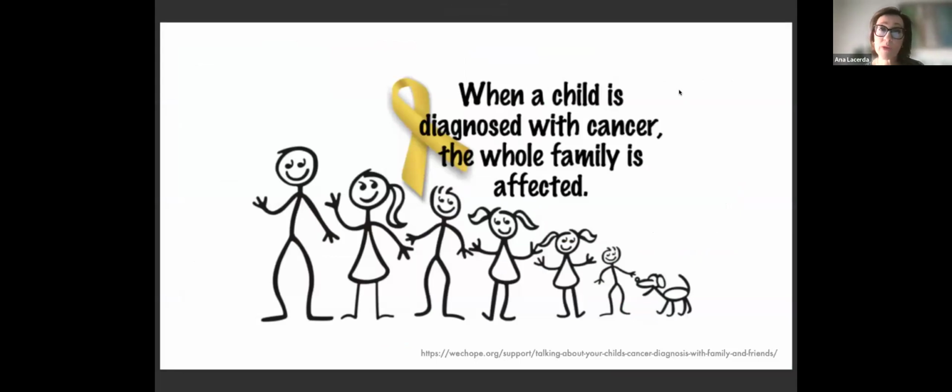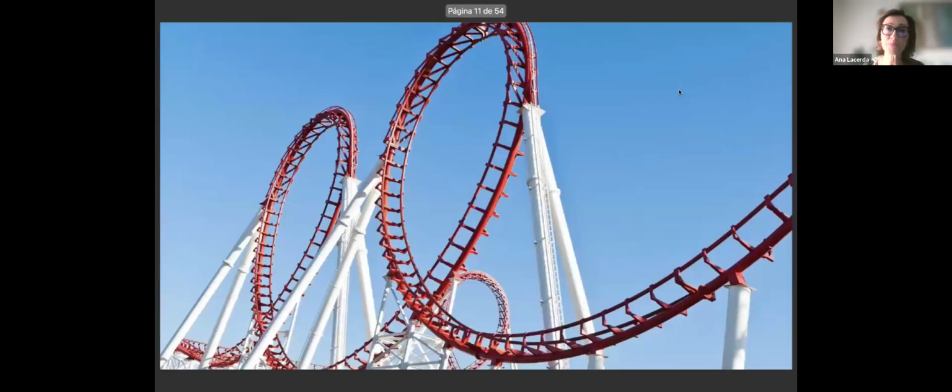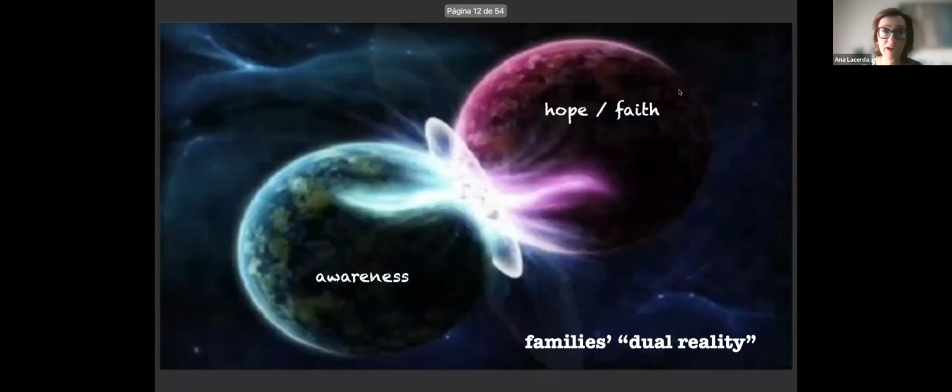Georgia already said this. When a child is diagnosed with cancer, the whole family is affected. What we professionals don't often see is the other side of the illness. We don't see the illness experience. And Georgia already stressed this. There's a high degree of uncertainty that's really overwhelming for families. And this can really be a roller coaster. Even on the same day, things can be very low or very high.